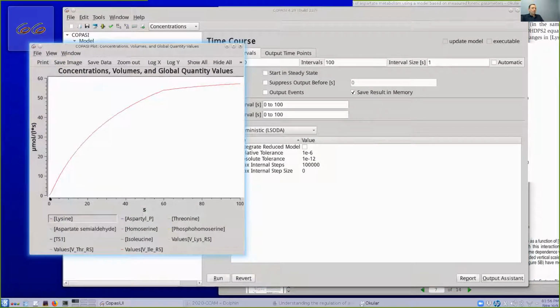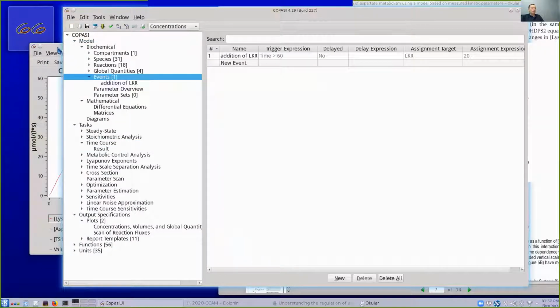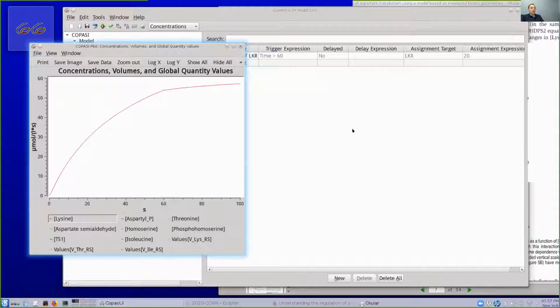So there you are, there it goes. And at that time, you see there's a discontinuity here. At that time, this happened and you changed the LKR enzyme. So that had an effect on your experiment. And you can have an arbitrary number of these events programmed. So you can program a complex experiment that way.